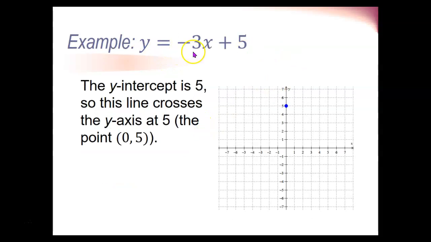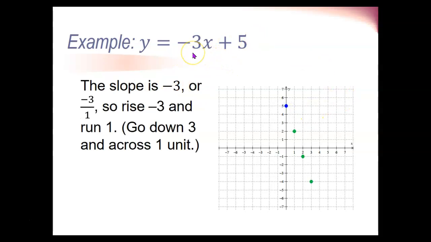So for example, y equals negative 3x plus 5. That is in that y equals mx plus b format. The part of m, the number in front of the x, is being played by negative 3, and the part of b, the constant term added onto the end, is being played by 5. So we'll start with that. The y-intercept is 5, and that means that the graph of this equation is a line that crosses the y-axis at 5, at the point (0, 5) on the y-axis. So take that as your starting point.